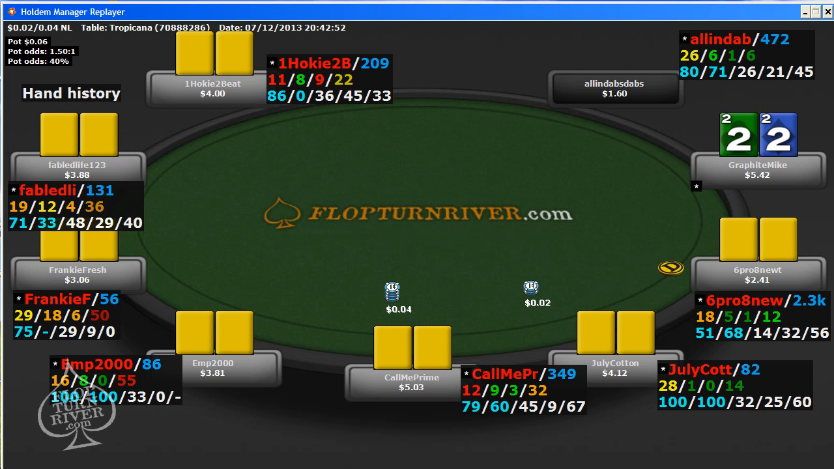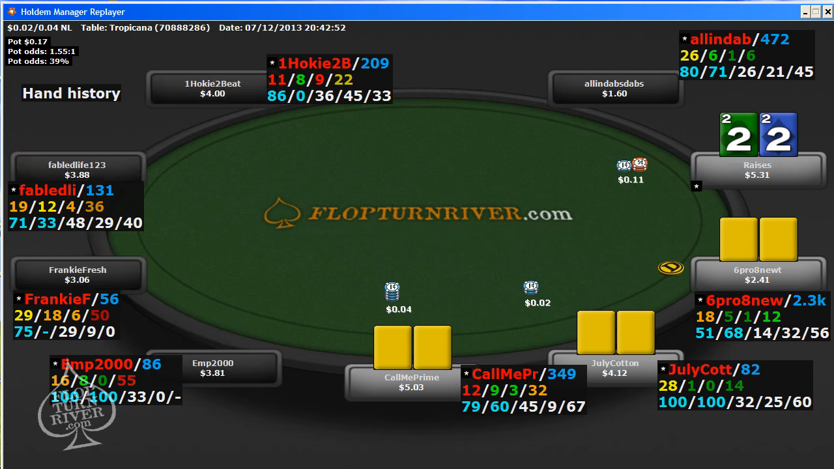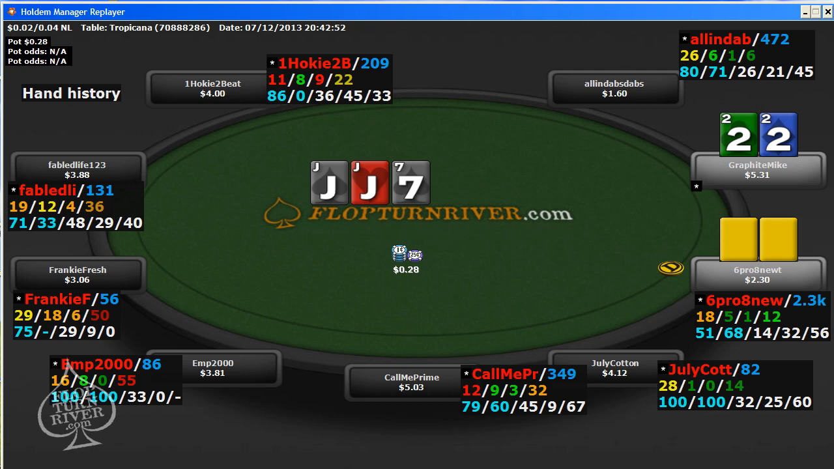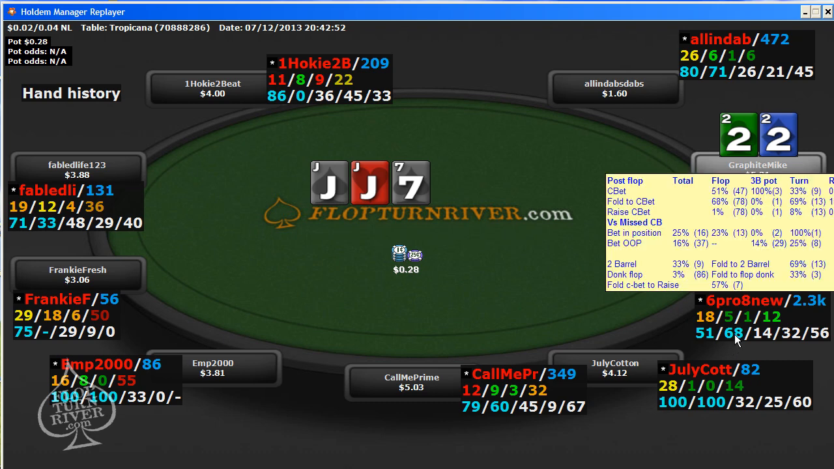We have deuces in the cutoff. It folds to us, we open, and we get called by the button. Both other opponents fold, and we see a flop here. Now, there's one thing right away, I think, that will be beneficial to us, and that's this opponent's fold to C-bet stat, which is 68%. And if we look at the pop-up, that's over a pretty good sample size. So I think it's a pretty reliable stat.